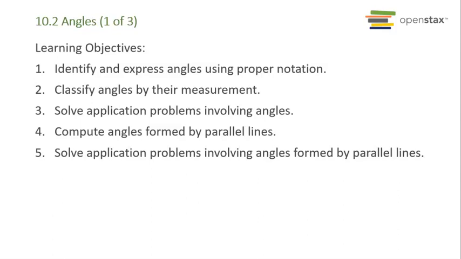So in this next part, we're going to look at how to identify and express angles with proper notation. There's a couple of different ways that you can name and classify angles, and that's by their measurement or by using those endpoints. We're going to also look at some application problems, and then if I have a whole bunch of lines intersecting each other in different ways, we'll look at what happens when I have a pair of parallel lines and a third line comes along and intersects it.